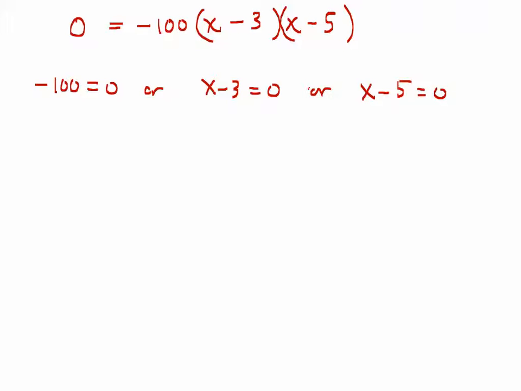Alright, what are we going to do with the negative 100 equals 0? Go ahead and cross it out, say no solution for that one if you like. Perfect. Next one is x equals 3, and the other one is x equals 5.